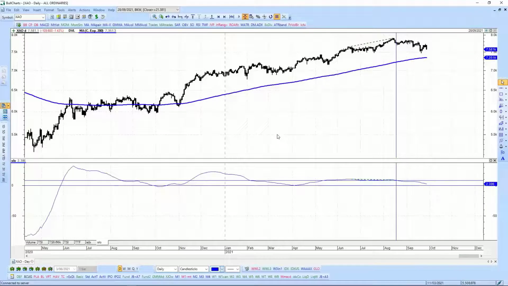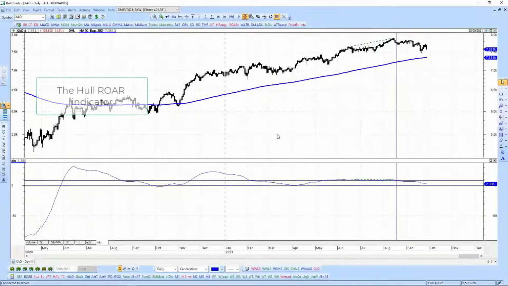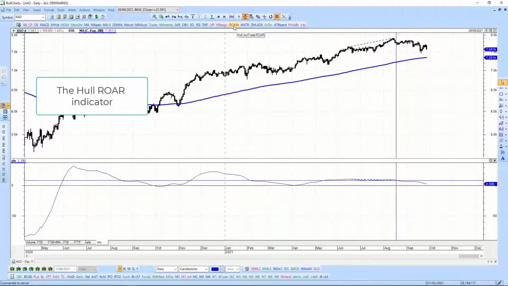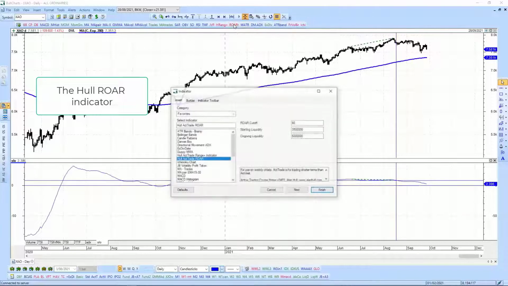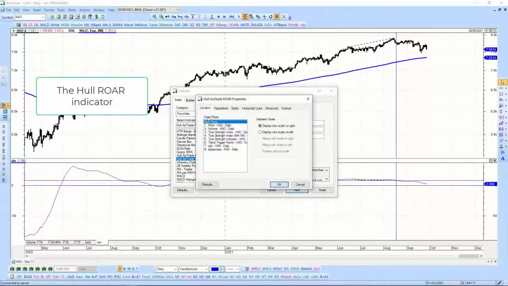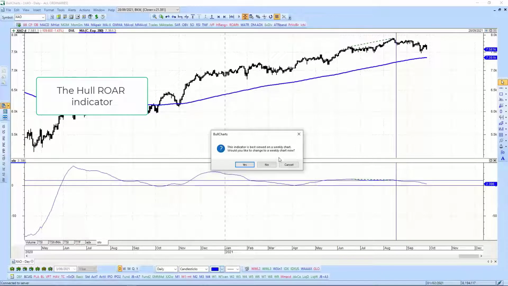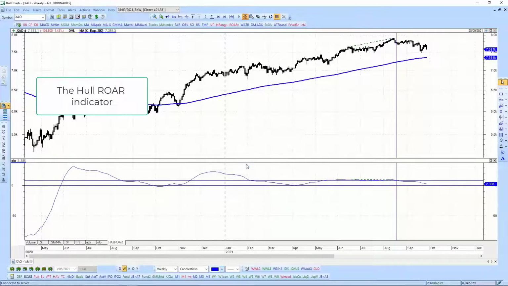Okay. One of the other tools that came to mind while we were looking at all of this was Alan Hull's RAW, not R-A-W, RAW spelled R-O-A-R. Oh, I've got it up here, I think. Act Trade RAW. Next, new pane. Best viewed in a weekly chart. Would you like to change to a weekly chart now? Yes, let's do that.